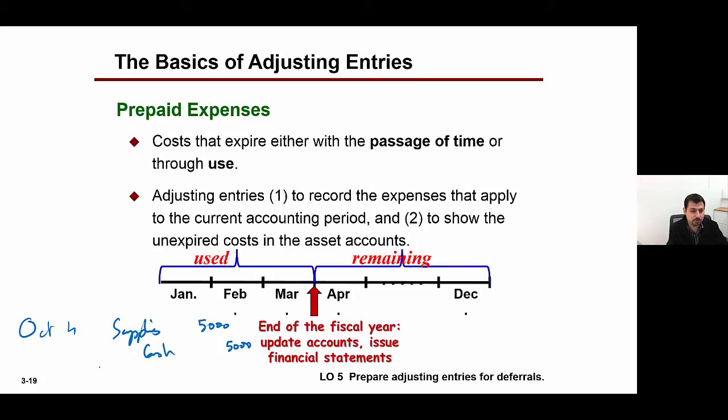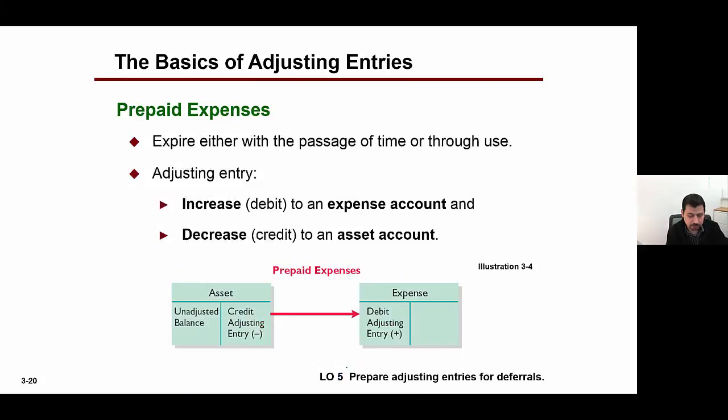And where does that go? Well, we use those supplies in order to generate revenues, so those go to supplies expense. As a result, what we do, we decrease supplies by 2,000 and we increase supplies expense by 2,000.